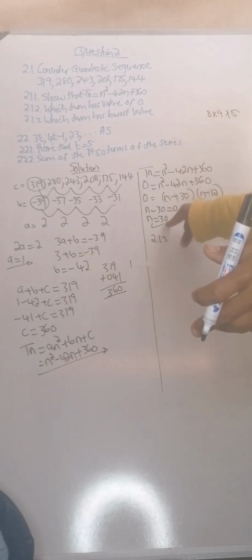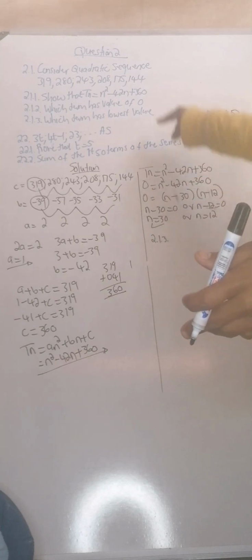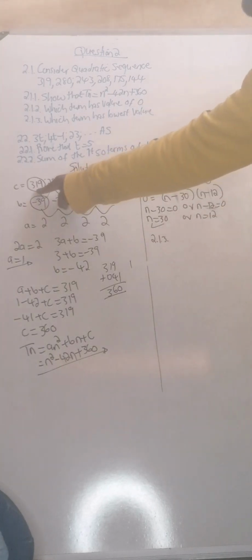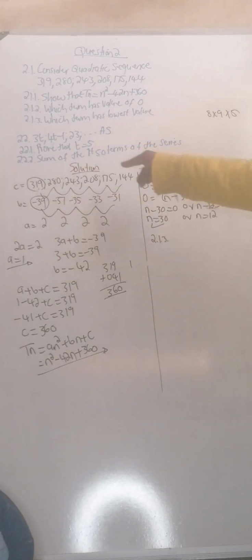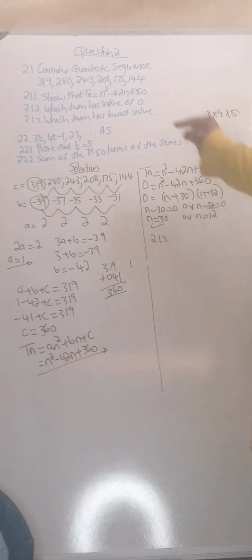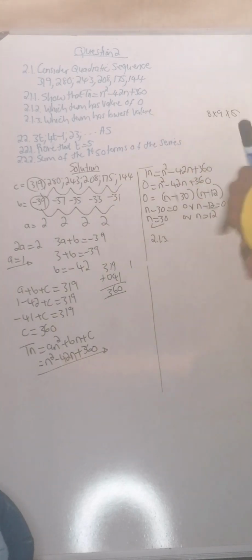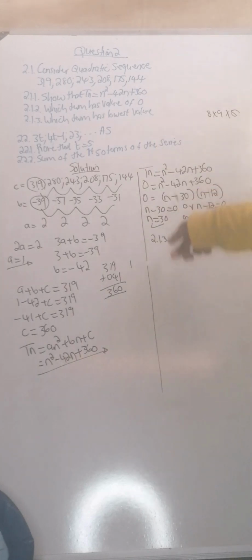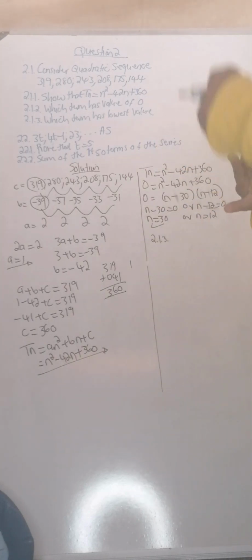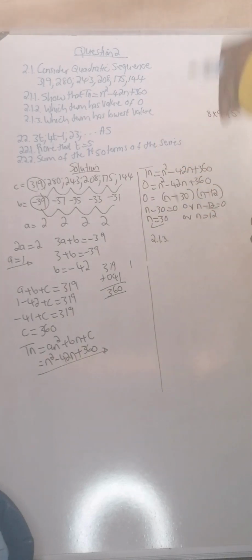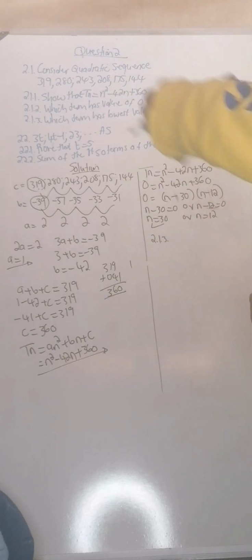Here we were talking about a term number that has a value of 0. Term number 1 has a value of 319 and so on. Term number 30 has a value of 0, and also term number 12 has a value of 0. Two terms with values of zeros. Now here, which term has the lowest value? The lowest value has to be a value that is negative.